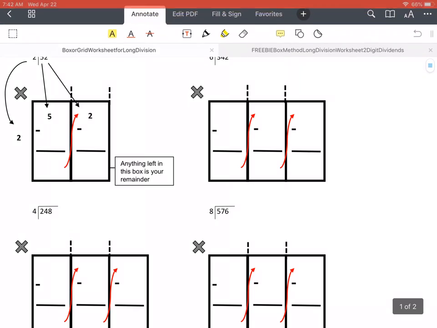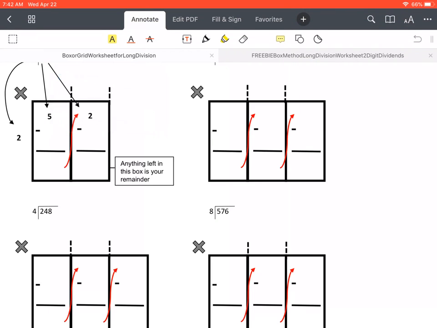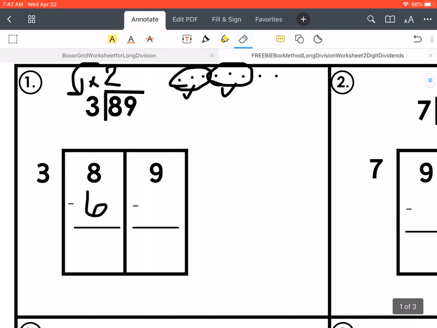Oh no, what happened? Sorry about that. Go back. Okay, 6 goes down below.